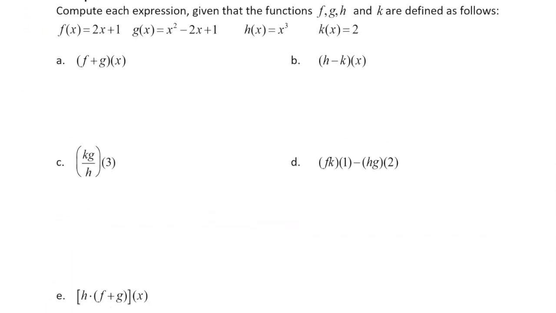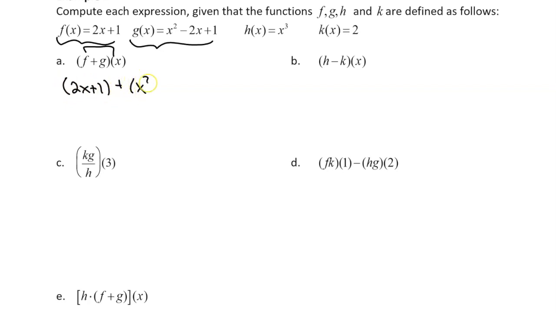So the next thing that we could do is take a look at some of these expressions right here. And this is saying f of x plus g of x. So we're not going to come up with a numerical answer, but we're going to have something in terms of an x. If you have f of x plus g of x, this is just saying that we're going to take 2x plus 1 and add it to x squared minus 2x plus 1. And then we want to expand and simplify that, so we want to write it in a simplified form.